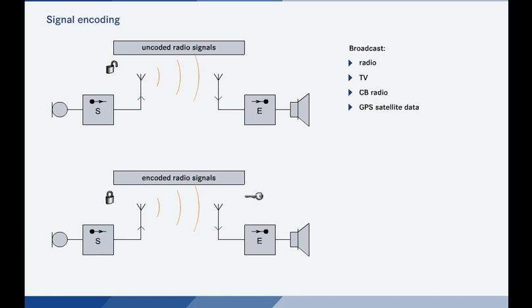Encoded radio signals can also be picked up by all suitably equipped receivers, but they can only be output in a comprehensible form by receivers which have the necessary key to the code. Encoding is therefore used whenever a non-public radio transmission is necessary or desirable. This is the case with mobile phones, pay TV, radio-controlled central locking, and Bluetooth devices.